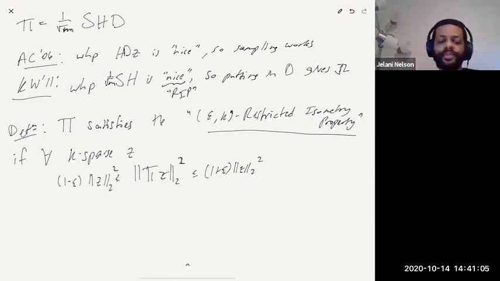When we talk about JL, it's on a finite point set. Here, this is an infinite point set. This is the set of all k-sparse vectors, meaning that the number of non-zero entries in z is at most k. So this is a completely deterministic property. There's no randomness in this definition. It's sensible to talk about a fixed matrix. Does this fixed matrix have the RIP or does it not have the RIP?